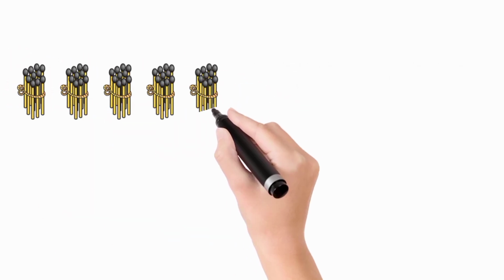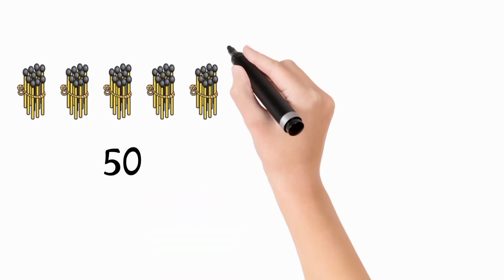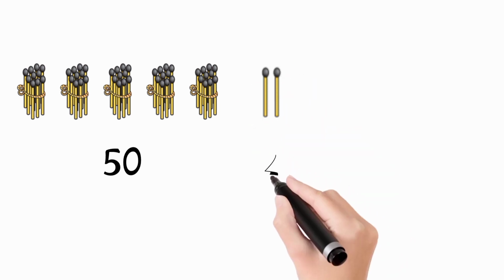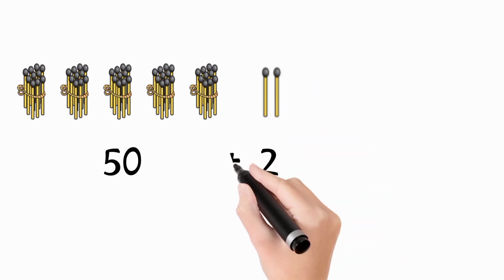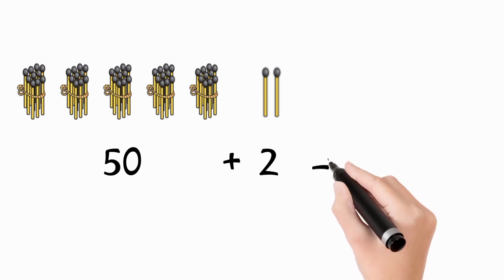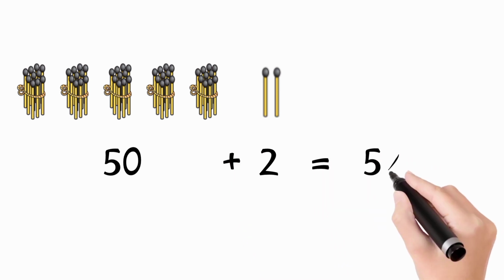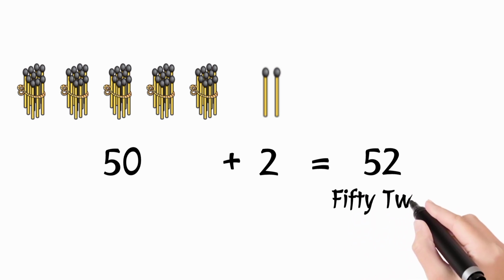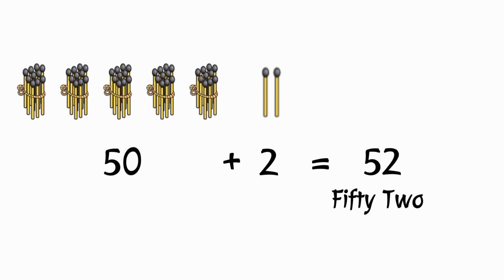Now we have 5 bundles, which means 50 and 2 loose matchsticks. So 50 plus 2 is equal to 52. 5 tens and 2 ones. 52. इसे 52 कहते हैं.